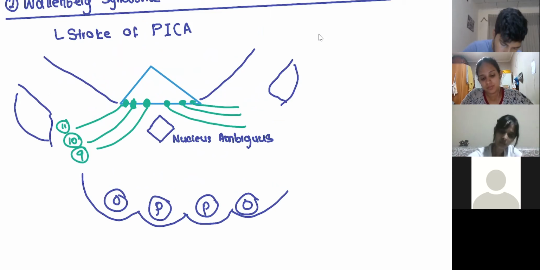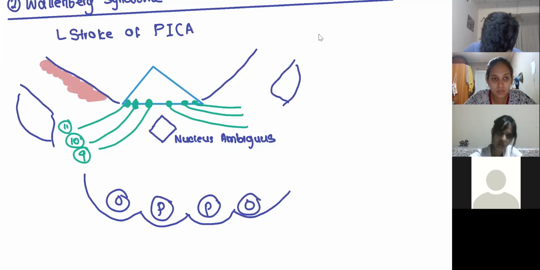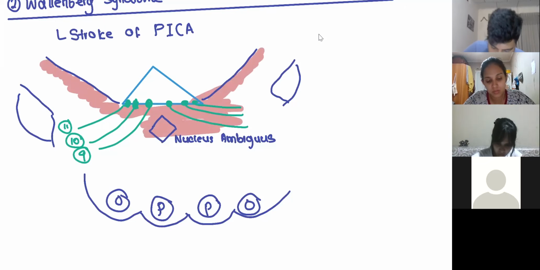Now, what is important is if a stroke affects the PICA, it will hit all of these. Posterior inferior cerebellar artery, because the anterior inferior cerebellar artery will hit these areas. Okay. Do you understand this? This is for PICA.